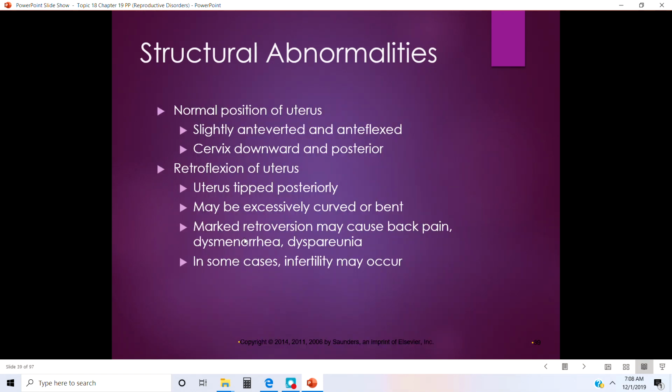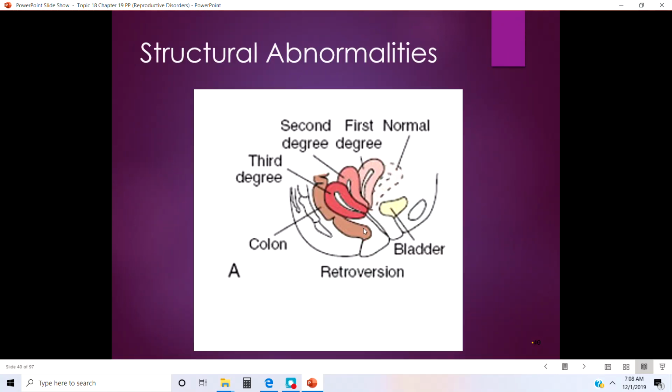Marked retroversion may actually cause other symptoms or problems such as back pain, dysmenorrhea, which is painful menstruation, dyspareunia, which is painful sexual intercourse. So depending on how bad the retroversion is, these symptoms may appear also. And then in some cases, infertility. Okay, think about it, the sperm don't make their way all the way up normally because the uterus is tilted too far backwards.